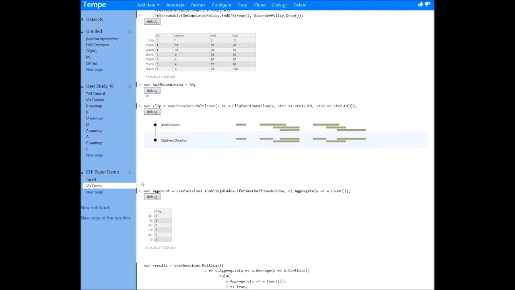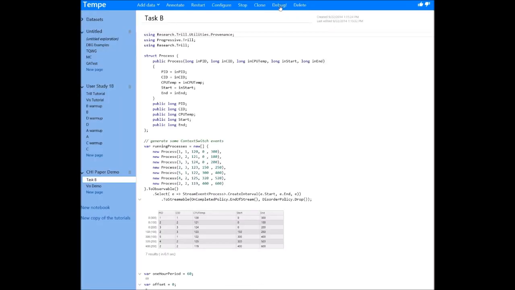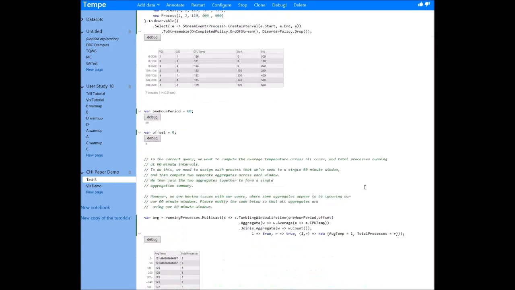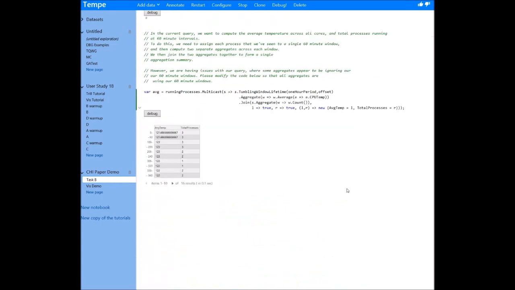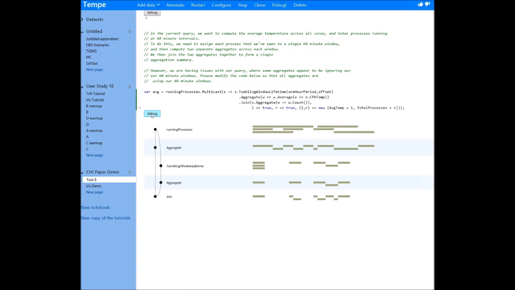Now let's look at a more complex example. This is task B from the user study. We're trying to aggregate information into 60-minute windows, but looking at the timestamps on the left, we see that we're getting times that aren't in 60-minute intervals. Let's see what the debugger shows.